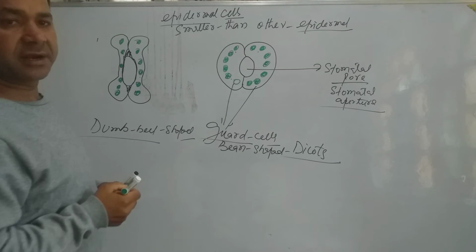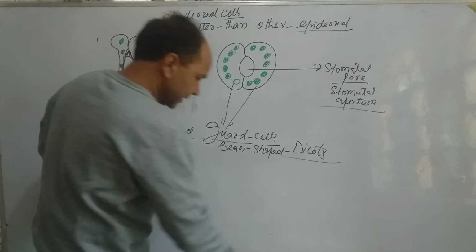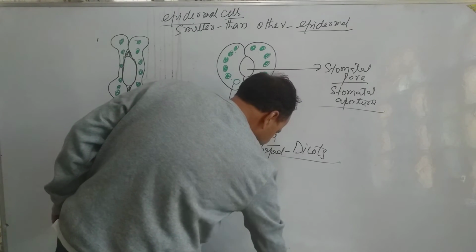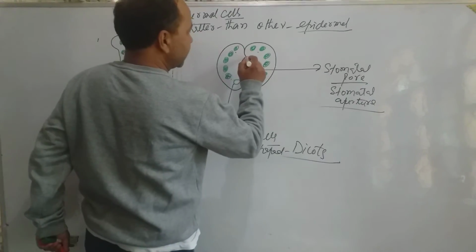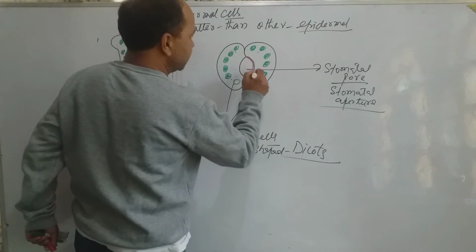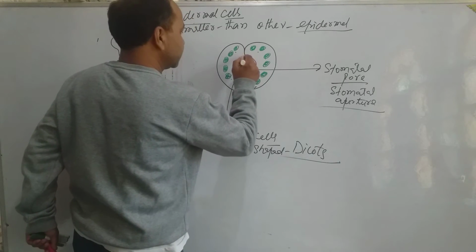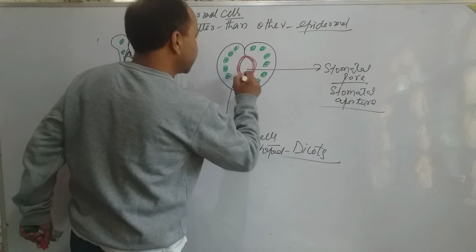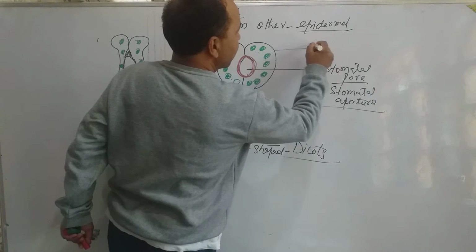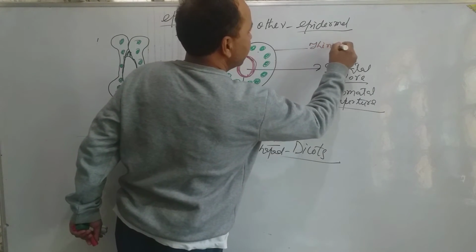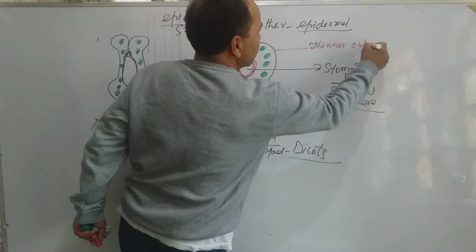Another important characteristic of these guard cells is that their walls have differential thickening. The inner walls are thicker than the outer walls. These are inner walls, concave walls, and these are convex walls. These are outer walls and thinner outer walls.